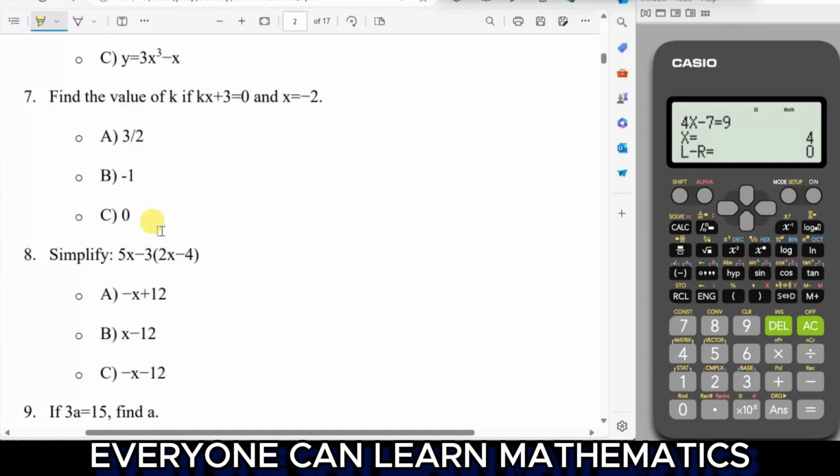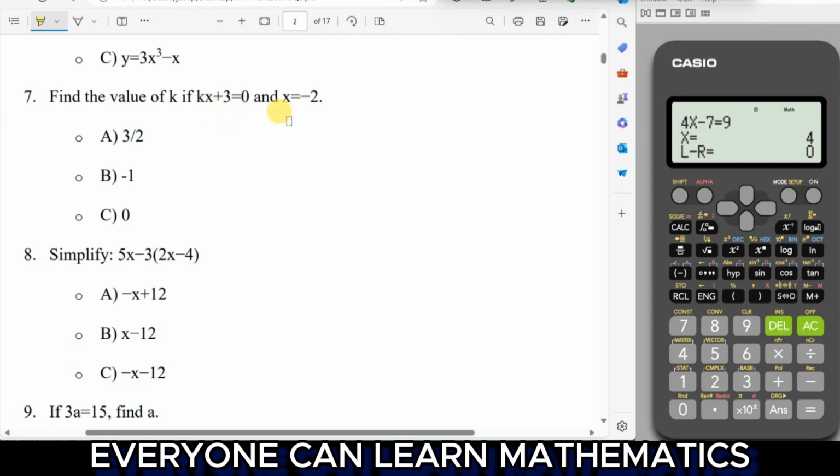B. Now you come to question 7. It says find the value of k if kx plus 3 is equal to 0 and x is equal to -2. So all you have to do is to substitute the -2 inside here and you find the value of k, right? When you put the value of -2, so you have -2k plus 3 is equal to 0.